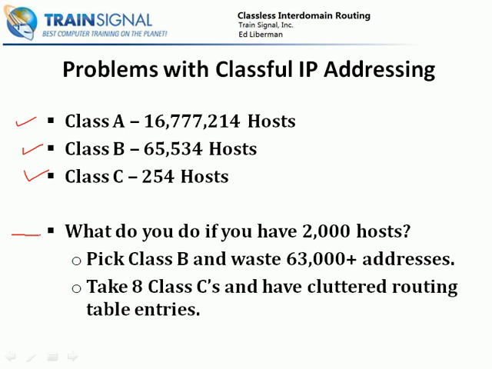So an example would be, what would you do if your company had 2,000 computers and you needed 2,000 IP addresses? Well, you could go out there and get a class B range, but now you're tying up 65,000 plus IP addresses when you only need 2,000, and therefore wasting more than 63,000 addresses. Or you could get 8 class C networks, and that would be pretty close to the 2,000 that you need. It would be just over. But now you're going to end up having cluttered routing table entries on the internet because your one network of 2,000 looks like 8 different networks to the internet.